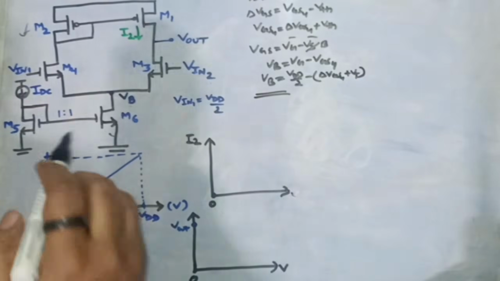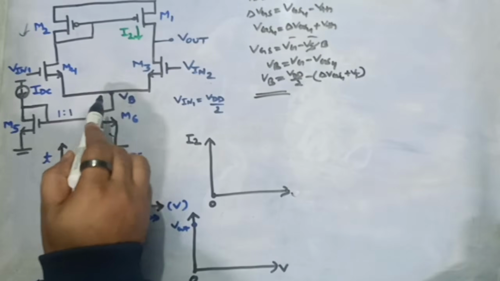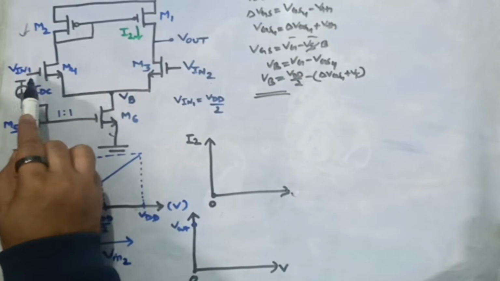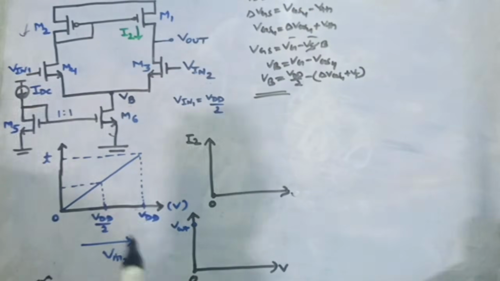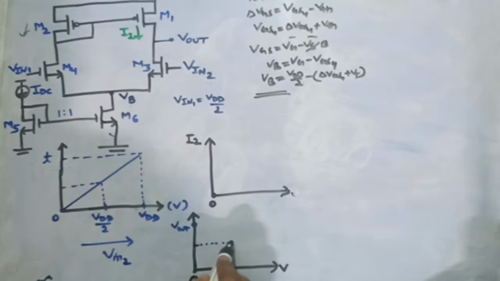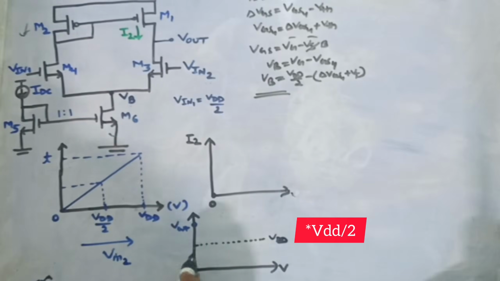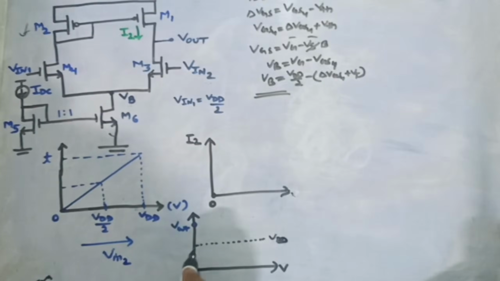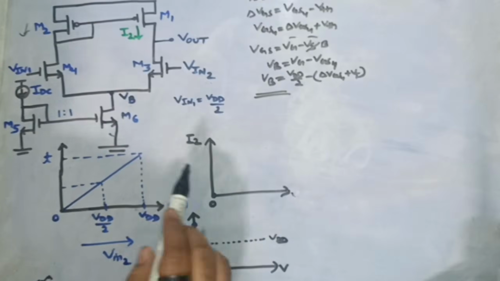So that means the VB voltage will be slightly lesser than what Vin1 is sitting at. If Vin1 is sitting at, let's say, this half mark of VDD, our VS will be somewhat less than that by the delta VGS plus VT factor. So let's say VS will be sitting somewhere at this value when input is equal to 0.